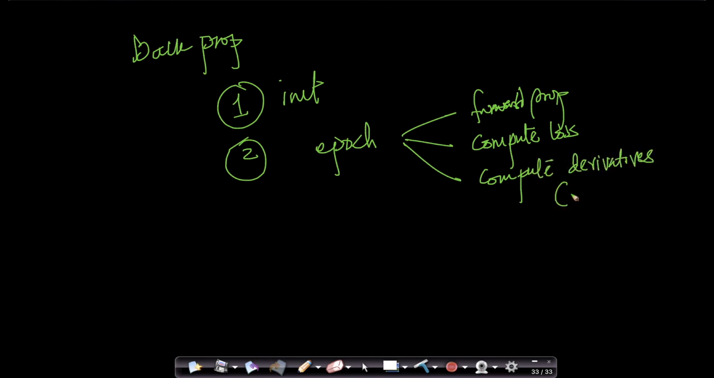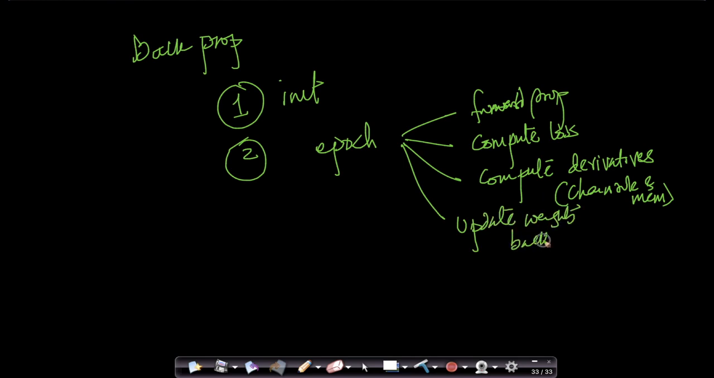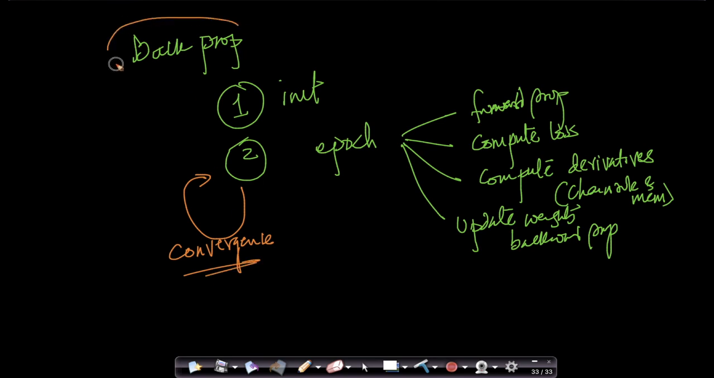Again, to compute this, you use chain rule and memoization, and you update weights in a backward fashion, using backward propagation of weights, right? Then the third step is you repeat these epochs. You repeat step 2 till convergence. That's what backprop is all about.